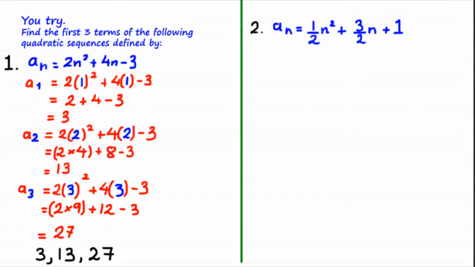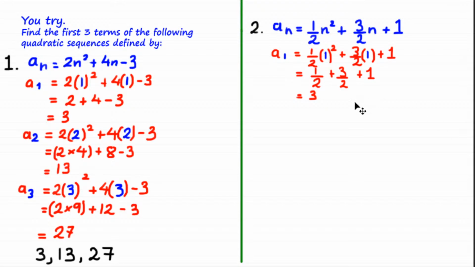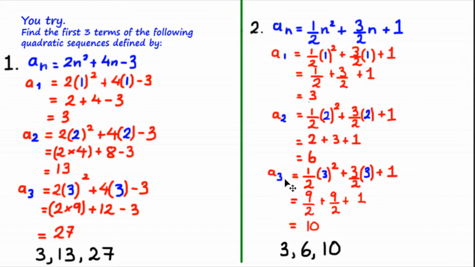Okay, so we can find out the first term by simply plugging in n is equal to 1. Plugging in n is equal to 1, we get a half times 1 squared, which is just 1, so we get this half here. And then we're going to get 3 over 2 times 1 plus 1. That would give us an answer of 3 for the first term. To do the rest, we simply plug in n is equal to 2 and then n is equal to 3. And this is what we get. We get a half multiplied by 2 squared plus 3 over 2 multiplied by 2 plus 1, giving us 2 plus 3 plus 1, which is equal to 6.